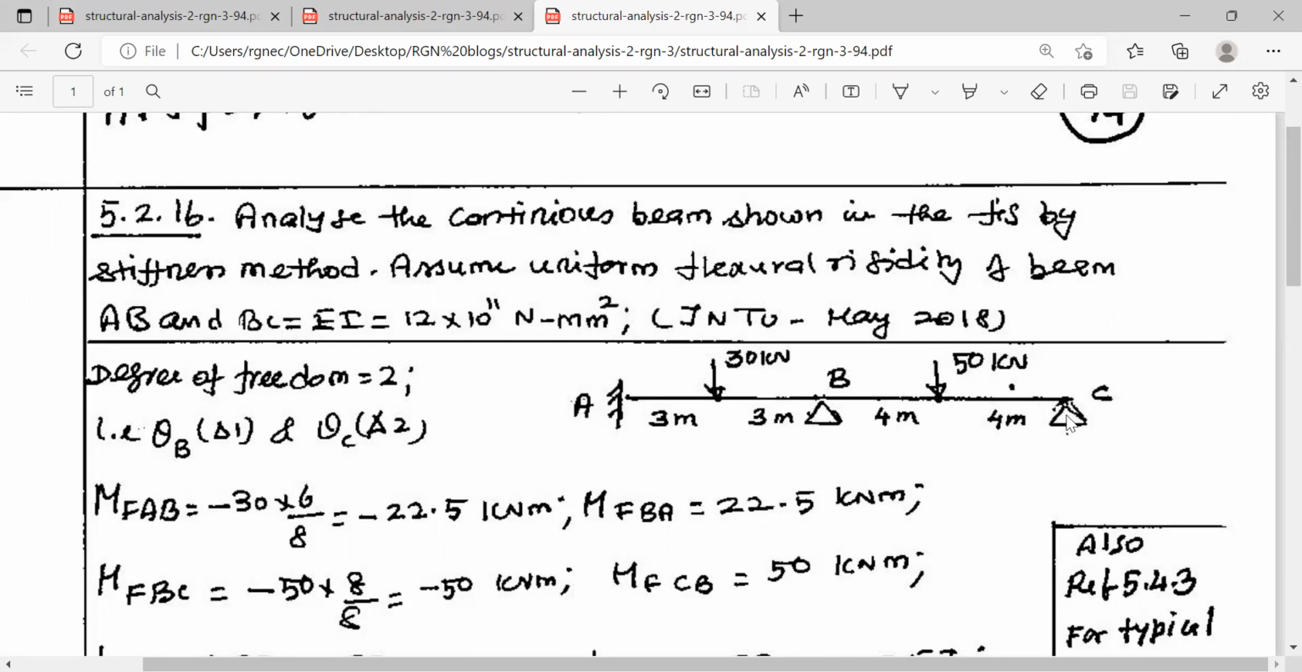We have two displacements. One displacement at B in the form of rotation, that is theta B. Another displacement at C in the form of rotation, that is theta C. Theta B and theta C are the two displacements, that is two rotations. So the degree of freedom is 2. Degree of freedom or kinematic redundancy is 2 because there are two displacements in the form of rotations, theta B and theta C. Now we have to calculate the final moments MA, MB, MC. That is the analysis of the beam.